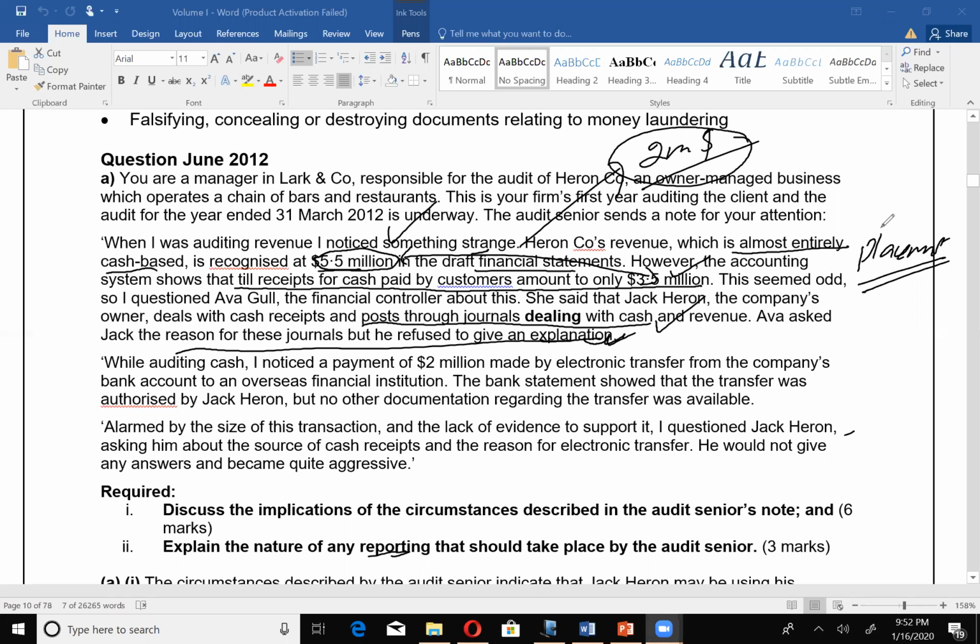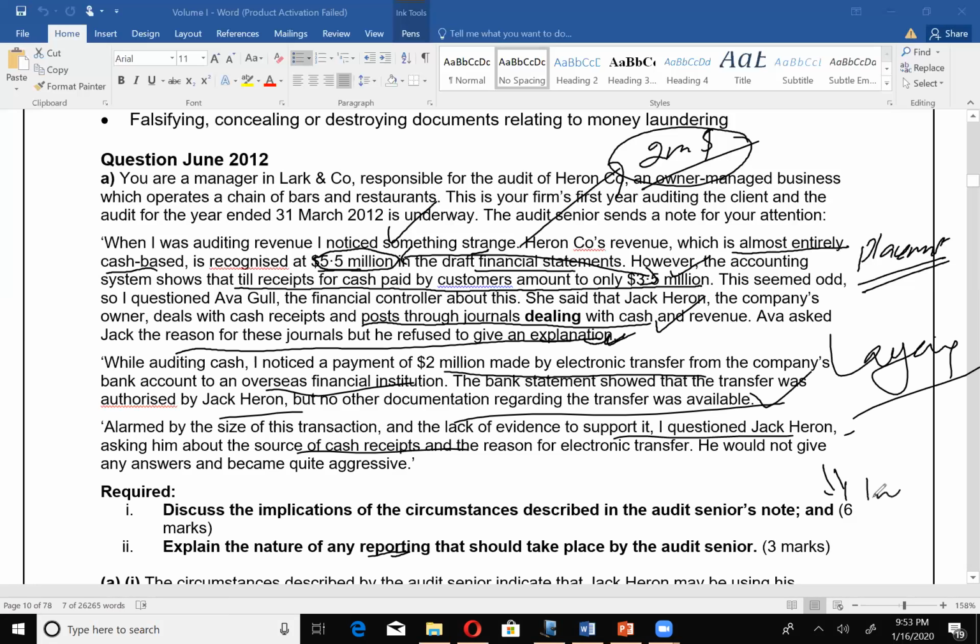Next. Second, while auditing cash, I noticed a payment of $2 million by electronic transfer from the company's bank account to an overseas finance division. The bank transfer showed that it was authorized by Heron, but there was no documentation. Again, the same amount is being moved out, without any details available. So this seems to be the layering stage. And when they questioned Jack Heron, he did not give any answer, was aggressive, which adds to the suspicion of money laundering. After that, they will bring that money back, and that will be the next stage of integration.